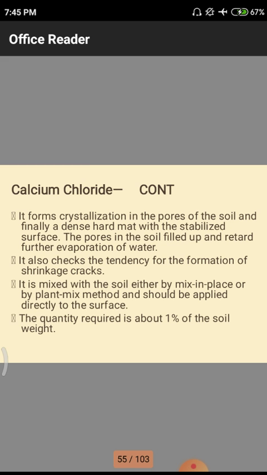The quantity required is about 1% of the soil weight. In the previous case we have discussed 0.5% of the salt will be used, but here the quantity required is about 1% of the soil weight. In the previous case we discussed volume content, in which we have to take 0.5%, but here mass content we have to take 1% of soil to the salt.